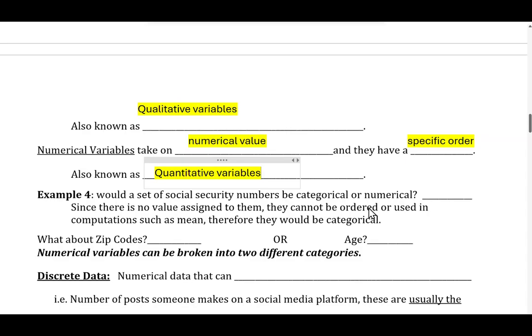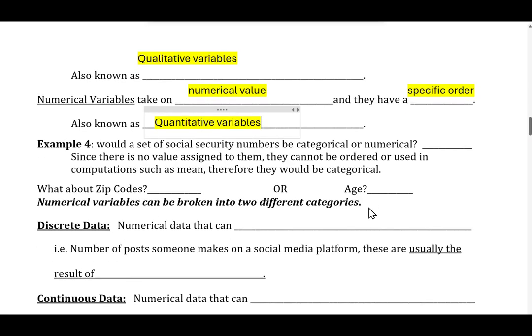Now we have an example here. Example 4 says, would a set of social security numbers be categorical or numerical? Well, again, social security numbers have numbers in them, but they're not numerical in nature. They do not have a specific order. If we try to arrange your social security number in an ascending version from my social security number, or if we try to take the average social security number, it wouldn't make any sense here. So a set of social security numbers would be categorical.